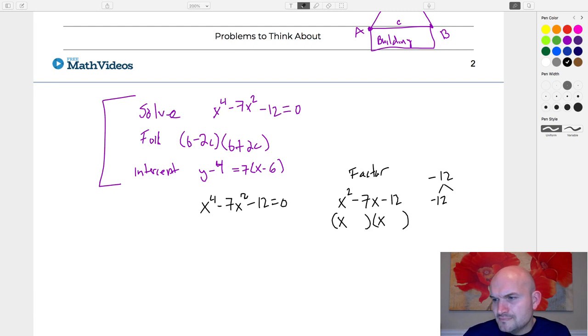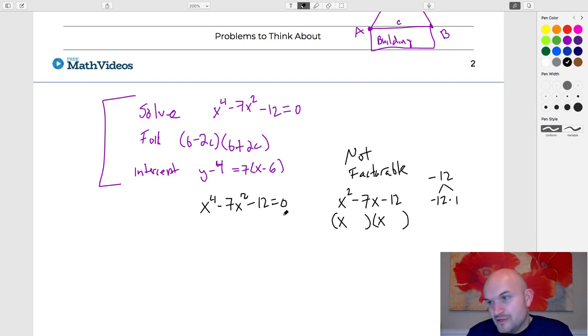All right. So anyways, we have two numbers that multiply to give you negative 12. Obviously one of them has to be positive and one has to be negative. And there are no two numbers that multiply to give you negative 12 that add to give you negative 7. Therefore, this is not factorable. So you can't factor it, and basically we're kind of stuck here.